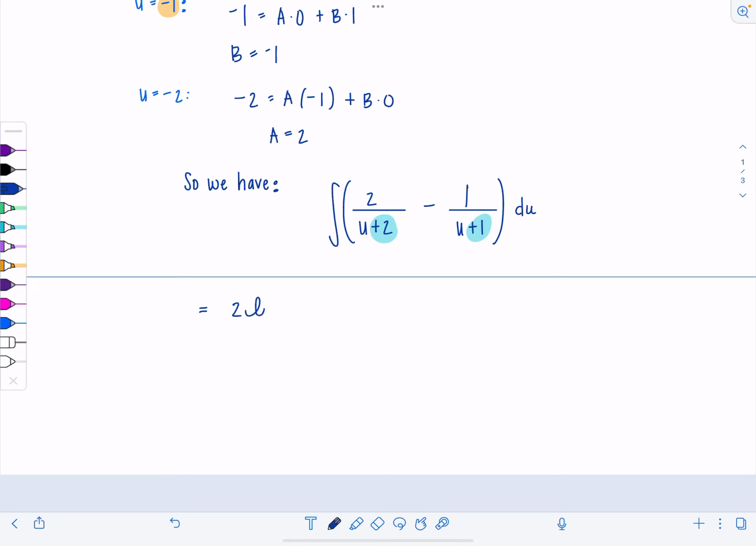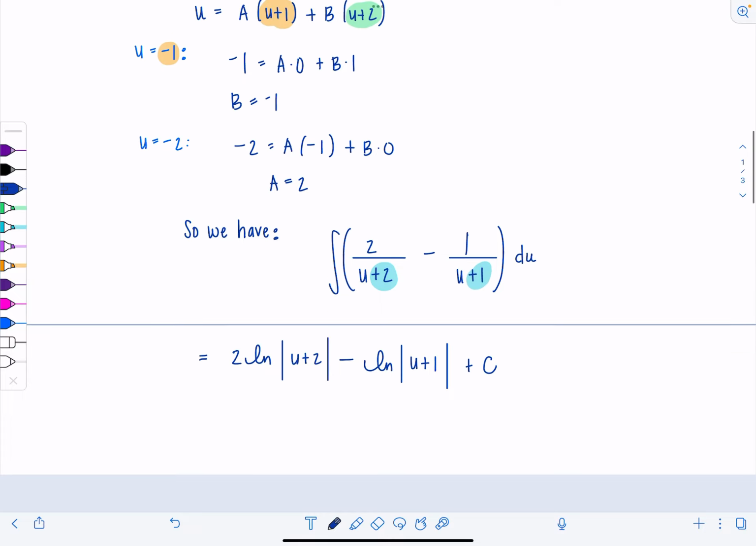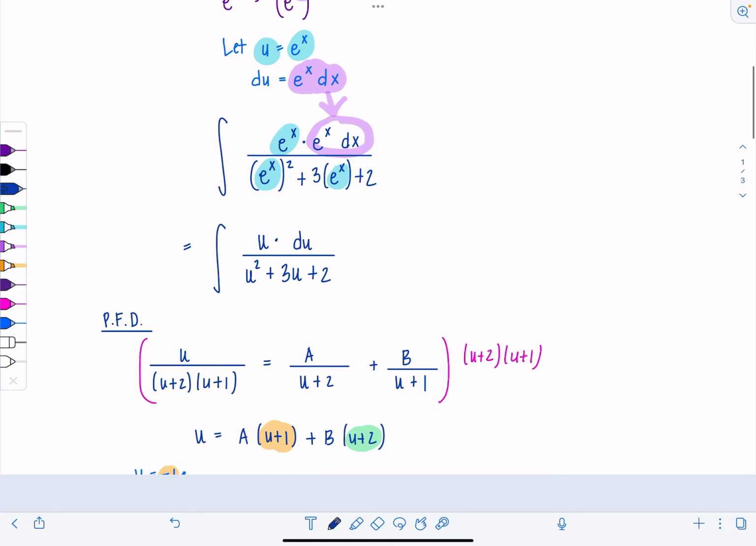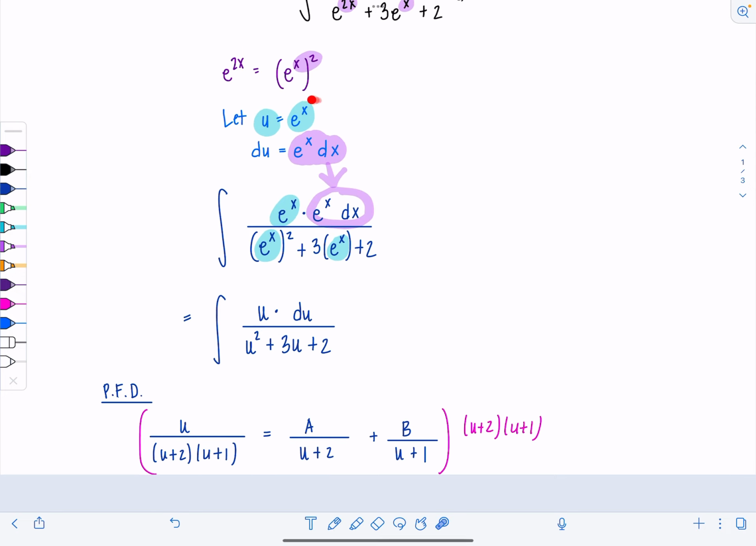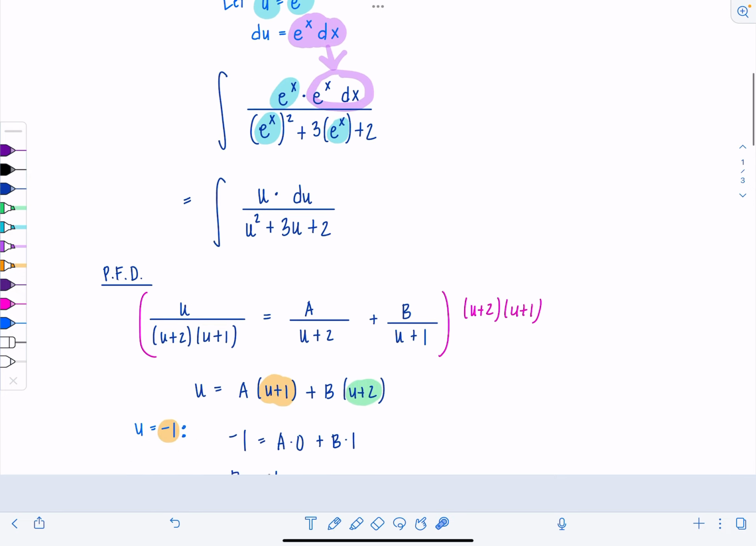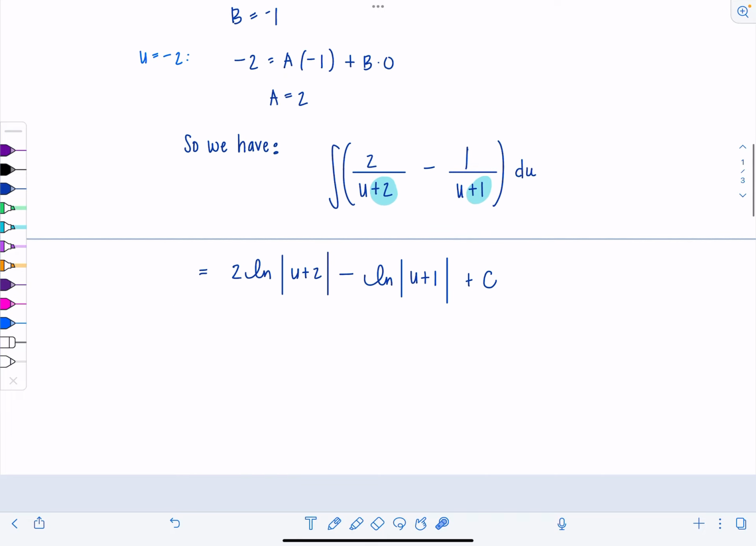So 2 ln absolute value u plus 2, minus ln absolute value u plus 1, plus C. And then, oh no, we are not done. Remember, u was e to the x. Did you forget? Right here. u was e to the x. So we have to go back and replace with our original variable.